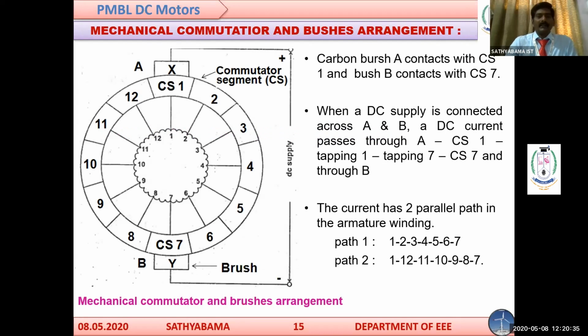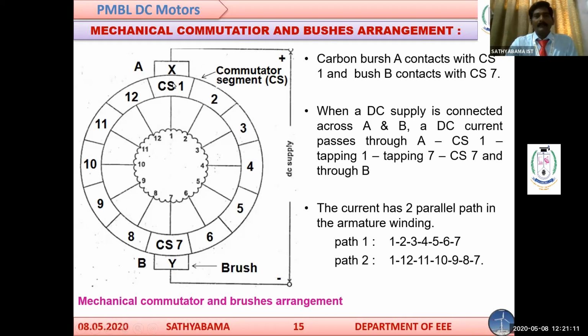Here we are showing a commutator having 12 commutator segments, numbered from 1 to 12, with two brushes, A and B, attached, and these brushes are connected to the DC supply. Now, when a DC supply is connected across the brushes A and B to the positive and the negative supply, the current passes through commutator segment 1 and commutator segment 7 to the positive and the negative supply through the brushes A and B.